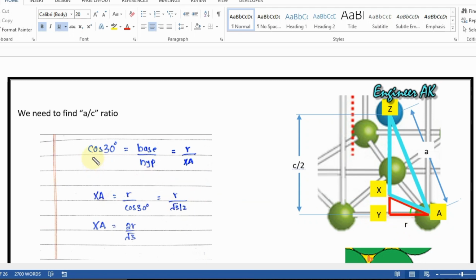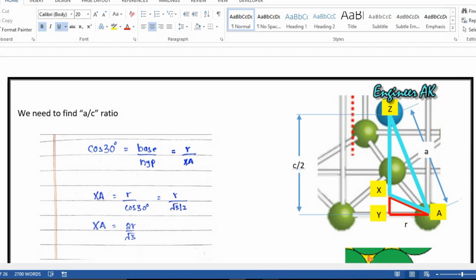Now first of all, let's solve this red triangle. If I apply the cosine, cos 30, right? I have told you how this angle comes out to be 30, and cos 30 is equal to base by hypotenuse. So here the base is r, or we can say YA, but I have told you that it is equal to r, so I have put here r, and the hypotenuse, it's XA, so I have written here XA. Now if I move XA over there, cos 30 will come down, right?